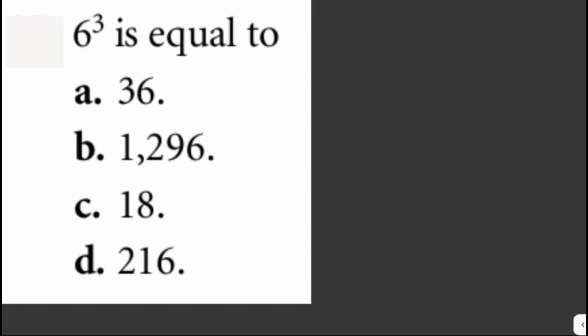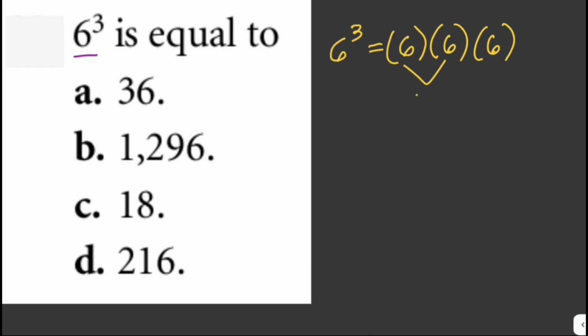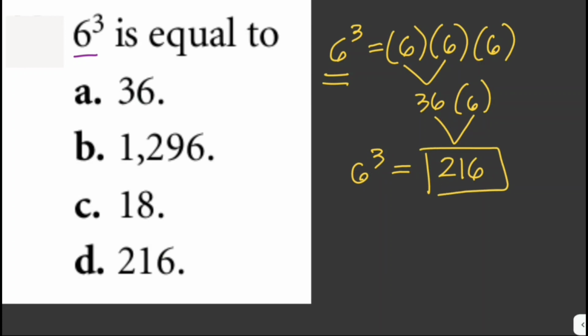6 cube is equal to. This is read as 6 cube. So 6 cube can be written as 6 multiplied by itself 3 times. So 6 times 6 times 6. 6 times 6 is 36, and then you multiply this by 6. This is just equal to 216. Therefore, 6 cube is just equal to 216. So the answer here is letter D.